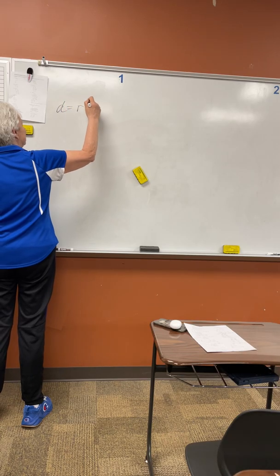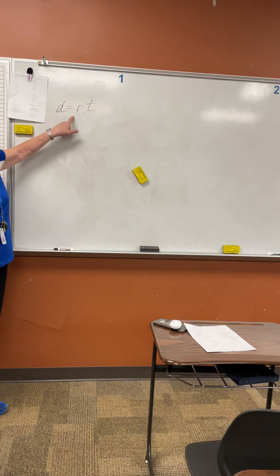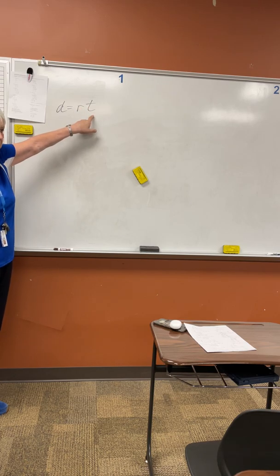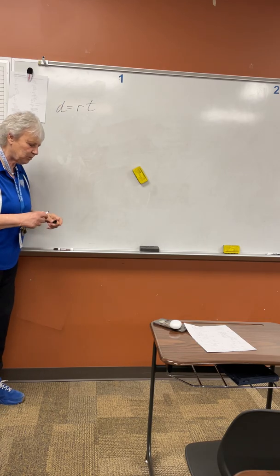Distance equals rate times time. That's a formula, by the way. How far you're going, how fast you're going, times how many miles per hour. 60 miles per hour for 2 hours, 120 miles. Anyway, that's not the point.